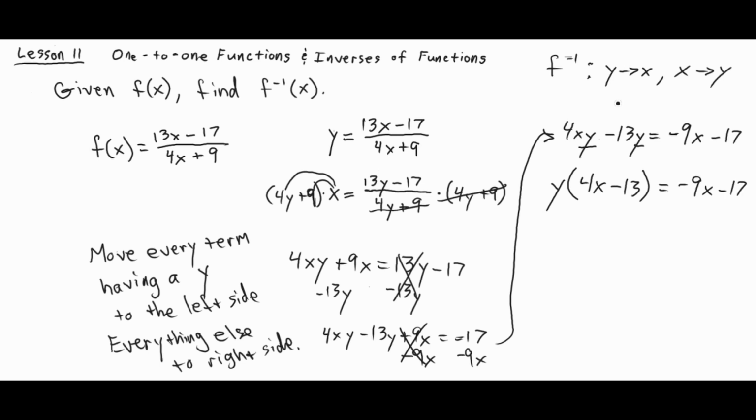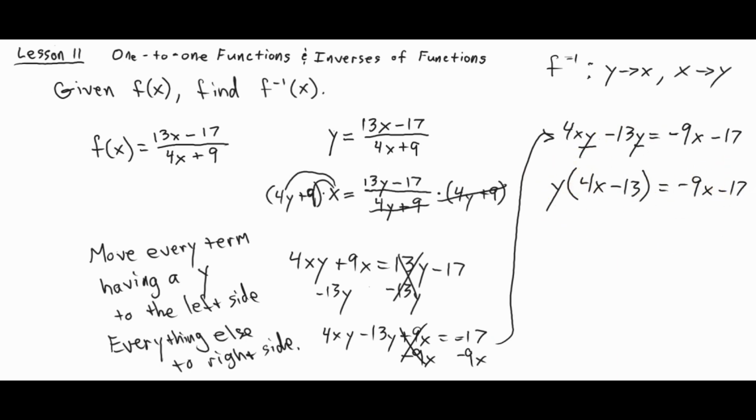Okay. Now you can see that this works because if we were to distribute this, y times 4x would be 4xy. Y times negative 13 would be negative 13y. And so this works out. Okay, this is a very important step.